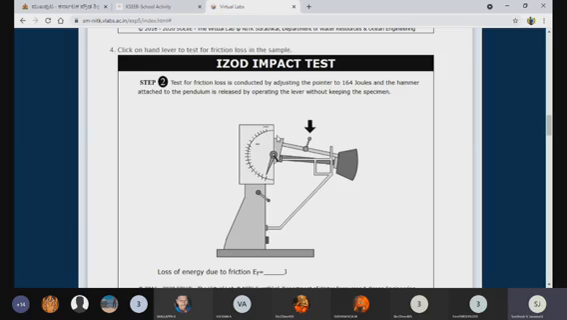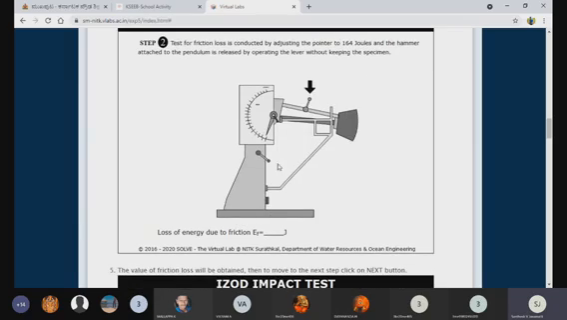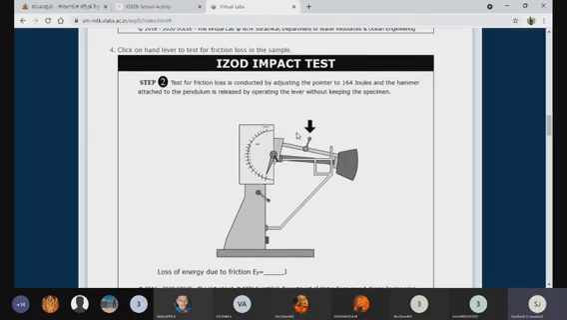So then what do we do, sir? Simply don't insert the workpiece. Just release the pendulum, raise the pendulum, and launch it to the required angle. If you are conducting the Izod test, the pendulum needs to be raised just 90 degrees. If it is Charpy, we need to raise the pendulum 135 degrees. The angle of the pendulum is also very important.